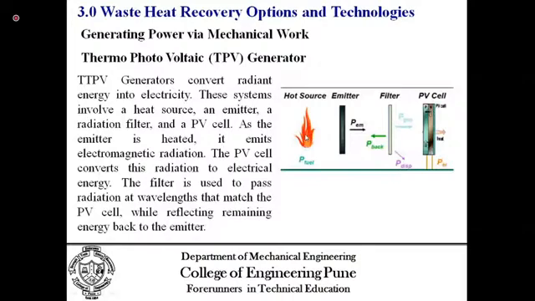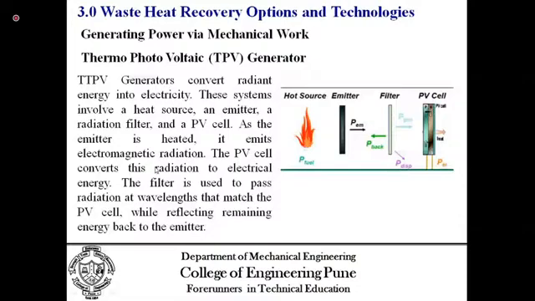These systems involve a heat source, an emitter, a radiation filter, and a PV cell. As the emitter is heated, it emits electromagnetic radiation. The PV cell converts this radiation to electrical energy. The filter is used to pass radiation at wavelengths that match the PV cell.